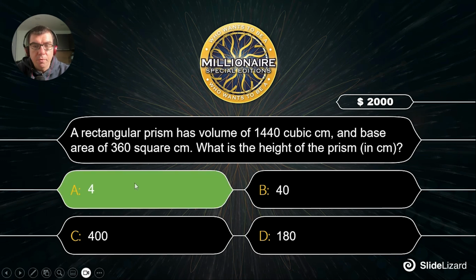4? 4 is correct. Again, we have the same idea. The volume is the base area times the height. So 360 times the height will equal 1440, which means the height will be simply the quotient of these two numbers. 1440 divided by 360, which is 4 centimeters. Okay.